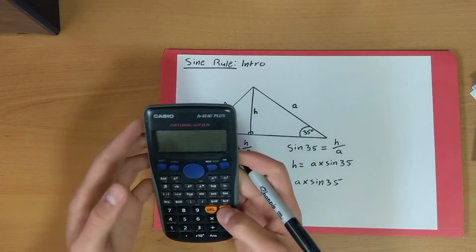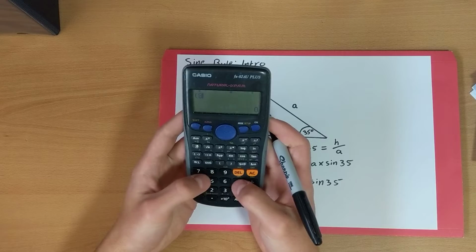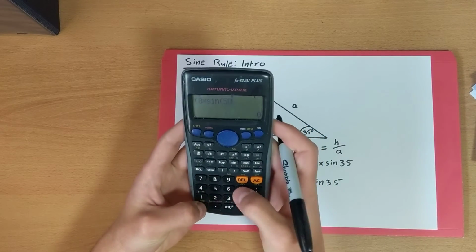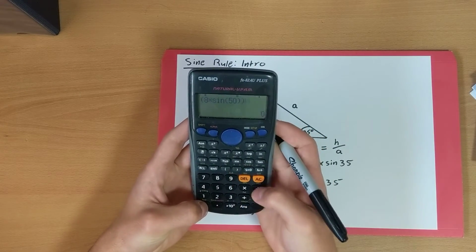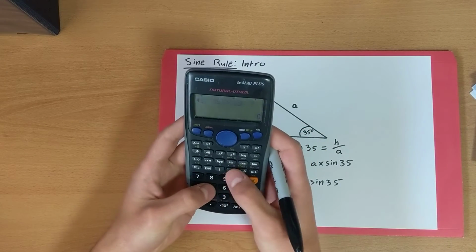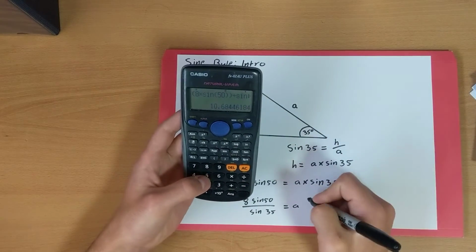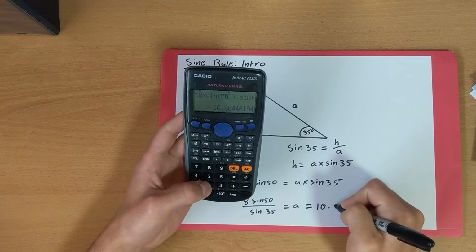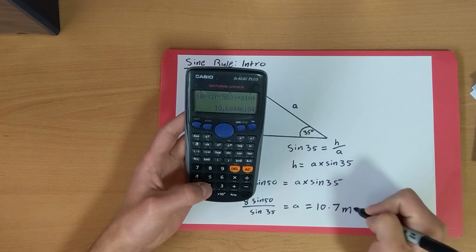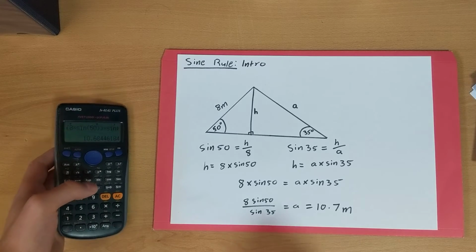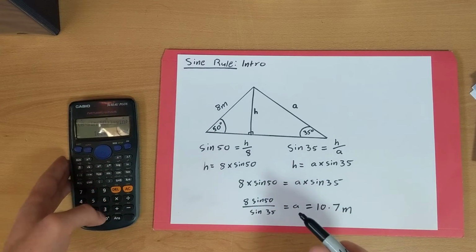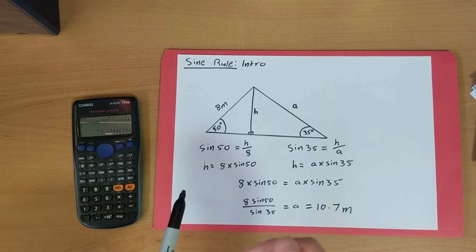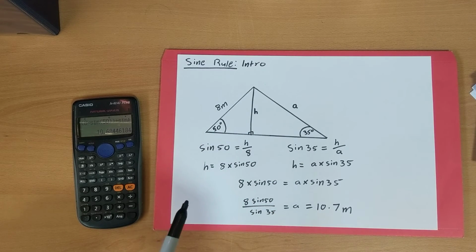And I can work that out on my calculator. 8 times sine 50 divided by sine 35 equals 10.7 meters. So there we go. I've solved for A by creating some right-angled triangles that weren't previously there. In the next video, we're going to generalize what we've done here to create a general formula that we can use for any similar problem with any triangle.